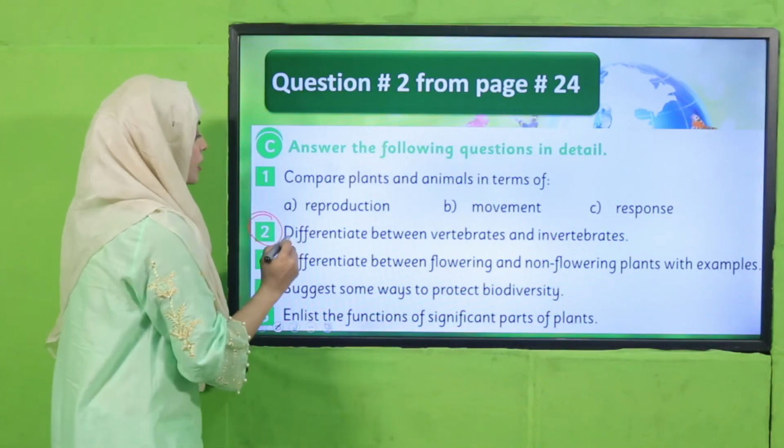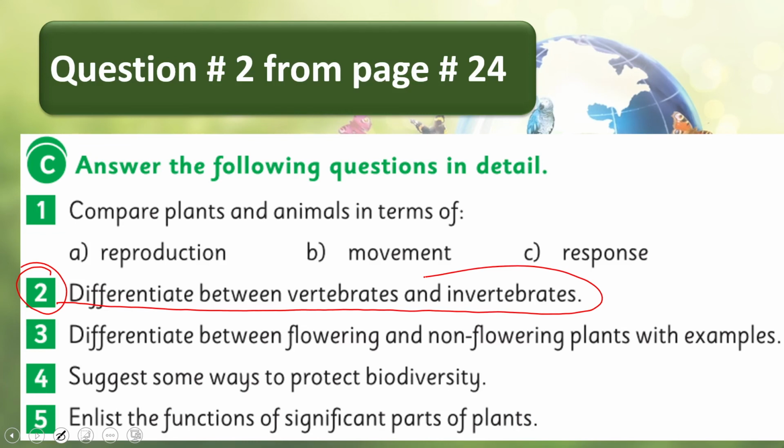So this is the question. Differentiate between vertebrates and invertebrates. We have just done that.